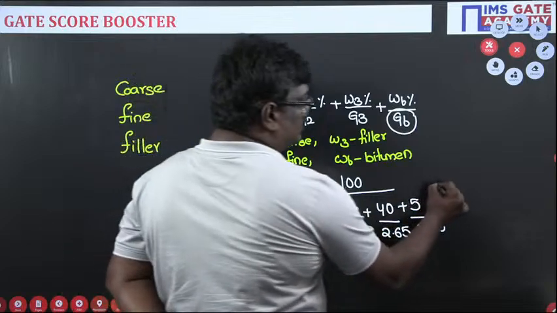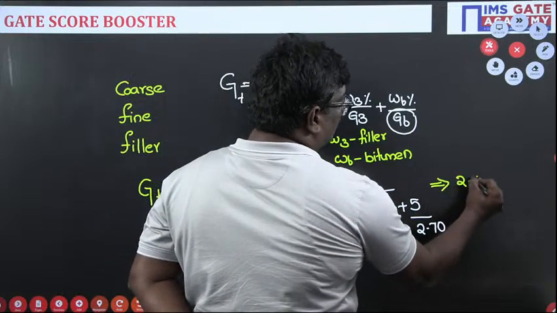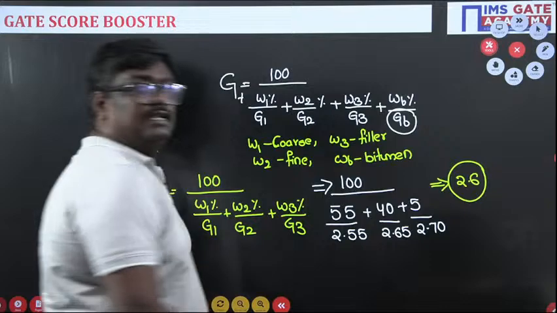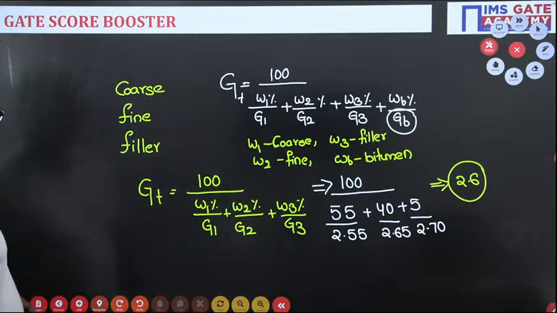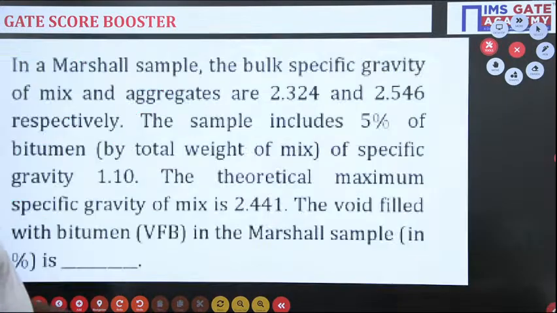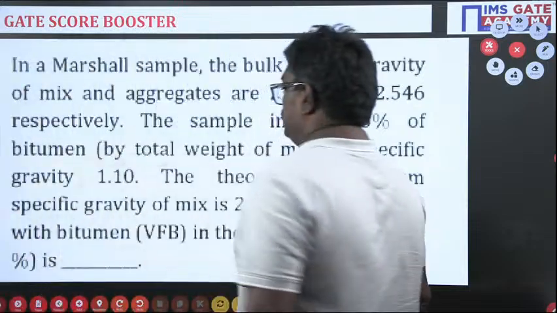On solving this, you will get a value of 2.6. So the bulk specific gravity here is how much, students? It will be equal to 2.6. Now please solve this problem.